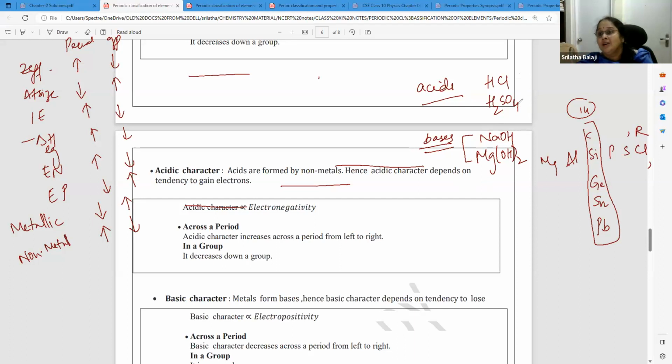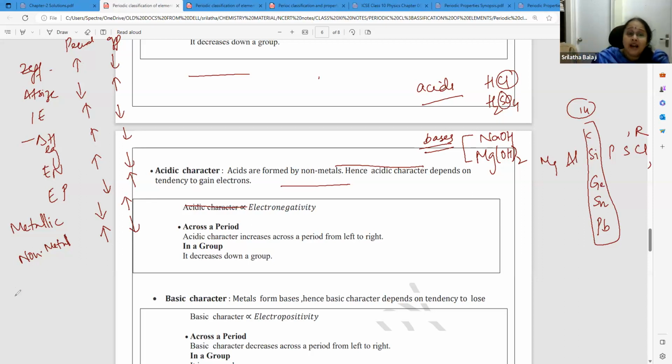Now you must have got the answer. What do acids have? Do they have metals? They have non-metals. Yes, they are formed by non-metals. So acidic character is a function of non-metallic character. Non-metallic character is a function of electronegativity. Can you see the relation? Are you able to get the loop? And for metal hydroxides, basic character is a function of metallic character, which in turn depends on electropositivity.